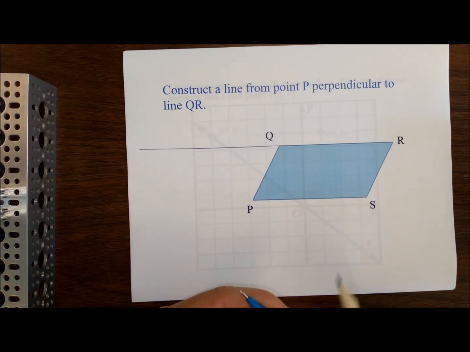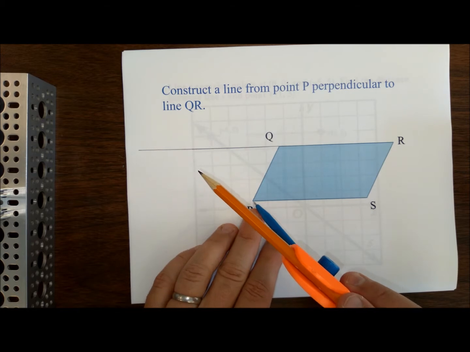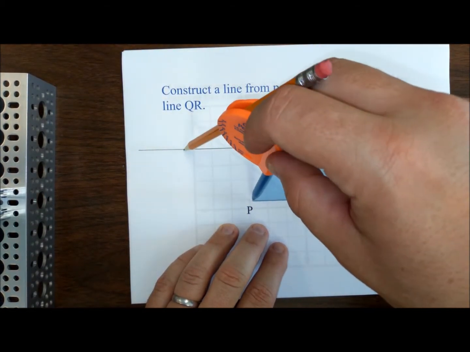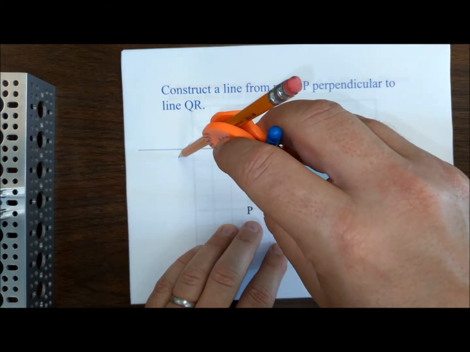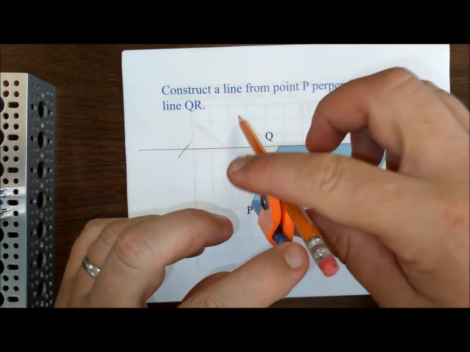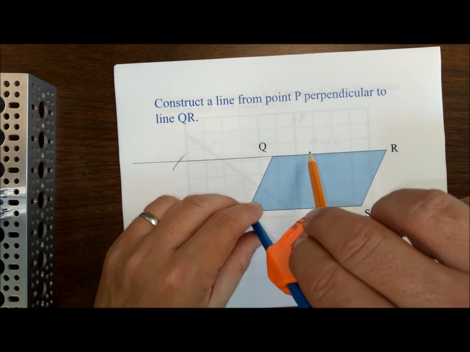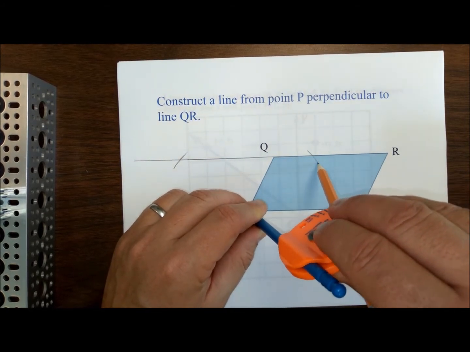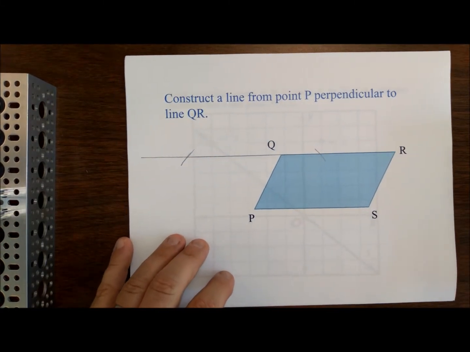First, I'm going to set my compass so that I can plant it on P and swing across this line QR. Cross it there, yep. And I'm going to swing it over. Oops. As long as my point's still on P, I'm good. Swing it over and swing that arc there. Okay. Now, what am I going to do with those points?